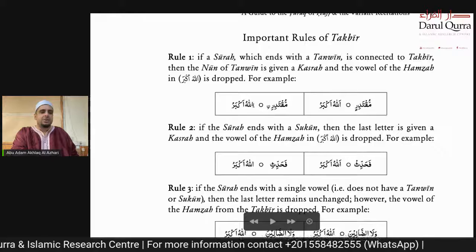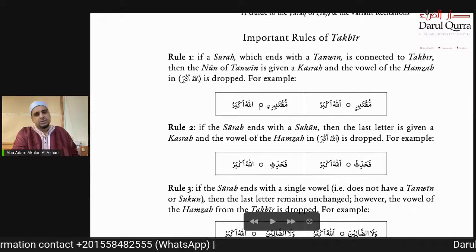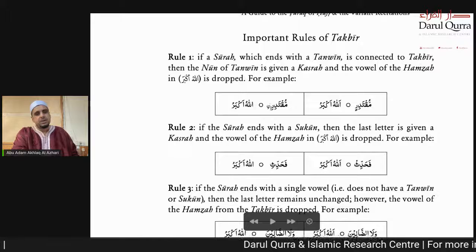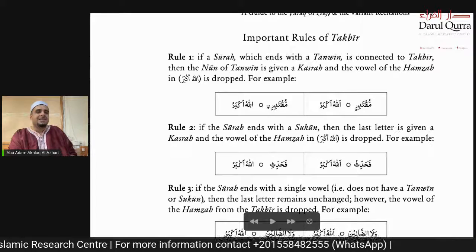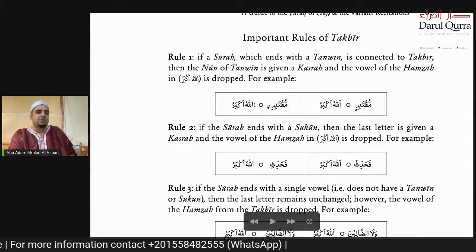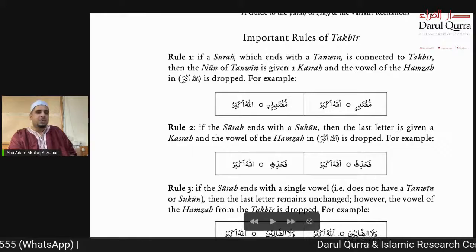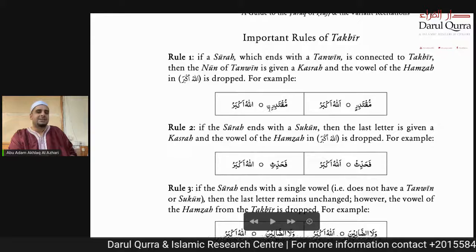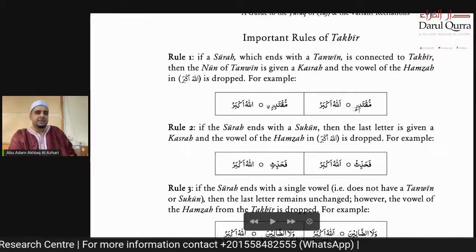So Allah also begins with a silent alif. So two silent letters have joined together. In the Arabic rule, we give the first letter a kasra. So we're going to recite it as muqtadiril. Muqtadiril, wrong, without the noon. Muqtadirin, wrong. Muqtadirinillahu. That's the only way you're going to be able to recite this, if there is a tanween at the end.